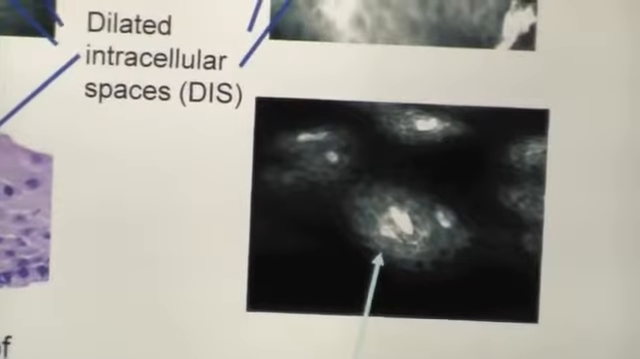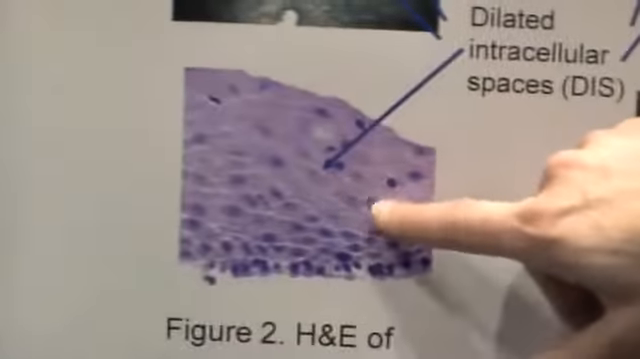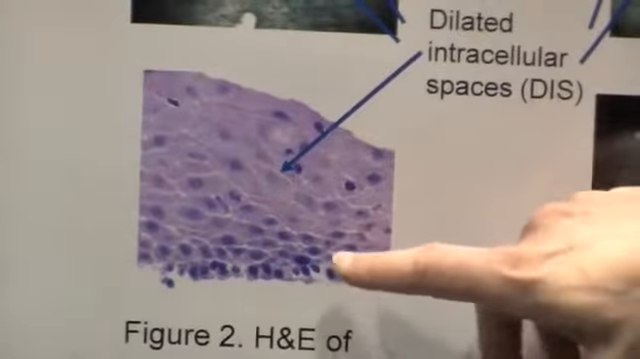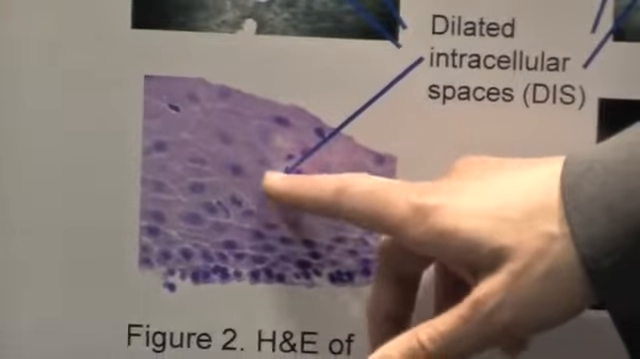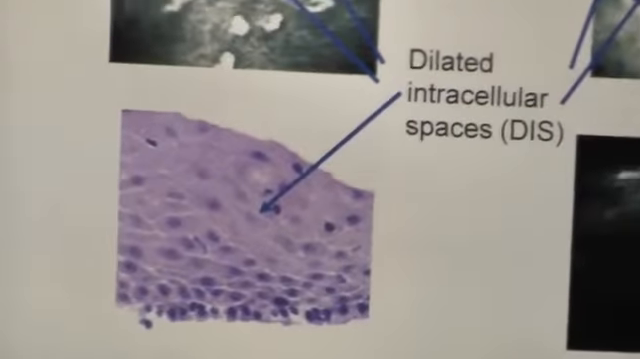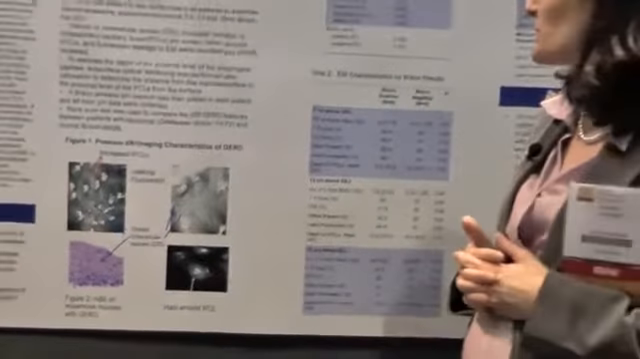This is just a regular mucosal biopsy stained with hematoxylin and eosin, and you can actually see this is a patient with GERD, and they also have dilated intercellular spaces. So a lot of these proposed features are actually things out of the pathology literature.